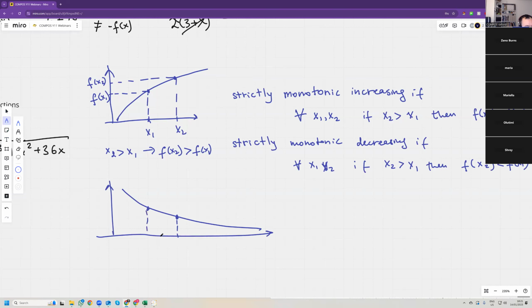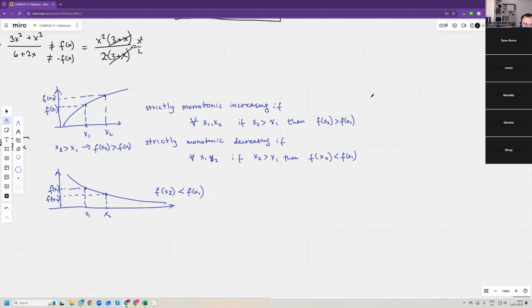So x2, x1, this is f of x1, and this is f of x2. And we have f of x2 is less than f of x1. In simple words, the function is going down, sloping downwards.